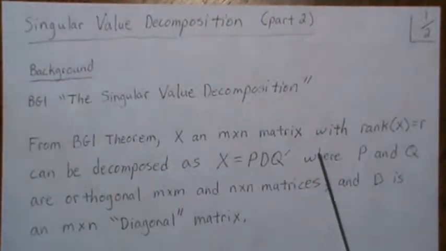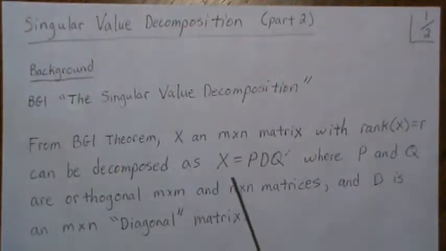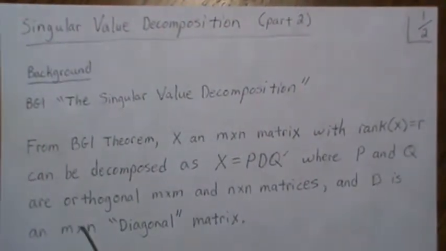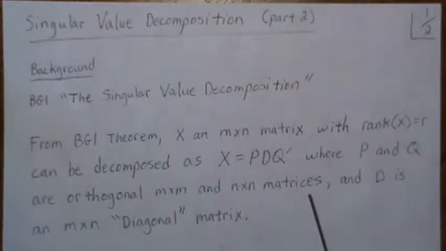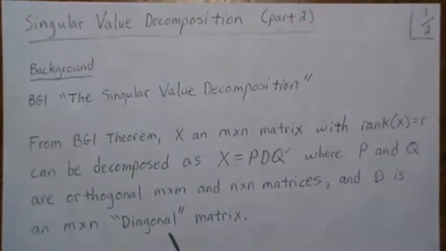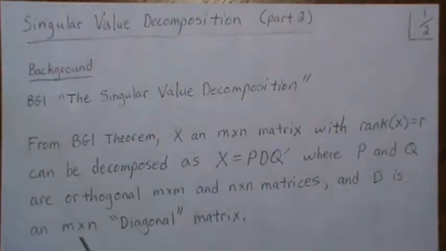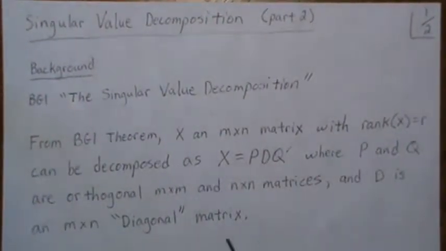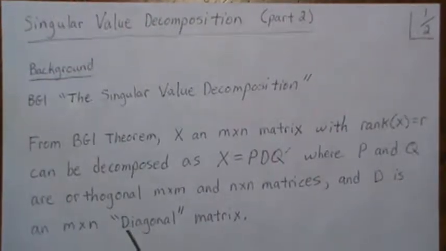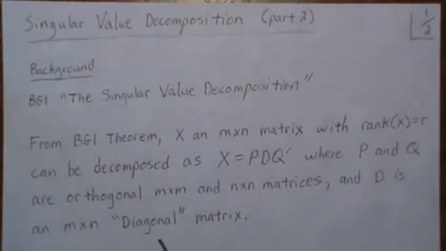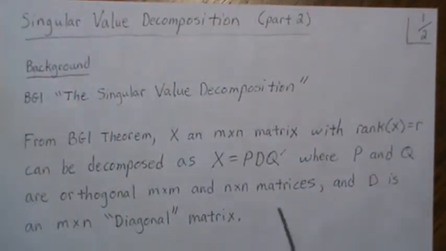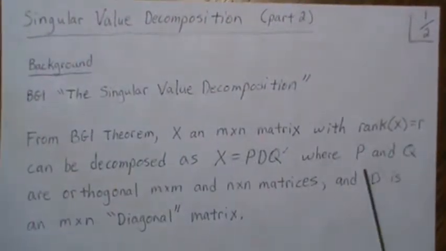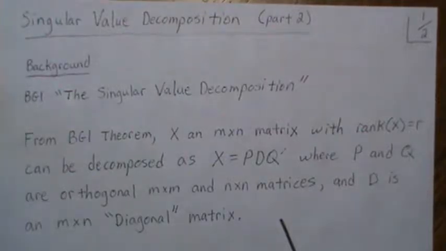that's m by n, with rank R, it can be decomposed into PDQ prime, where P and Q are orthogonal m by m and n by n matrices respectively, and D is an m by n diagonal matrix. And diagonal is in quotes because it's not always a square matrix, but the diagonal of the squarish part has the eigenvalues, or the elements, down it. Now, one note here is that P and Q, it says they're orthogonal, but actually they're orthonormal. And so it's more than orthogonal.